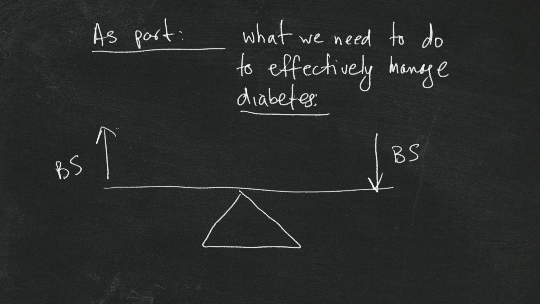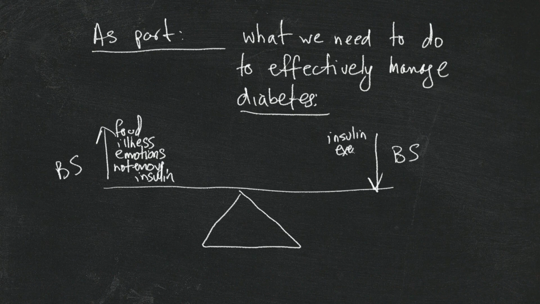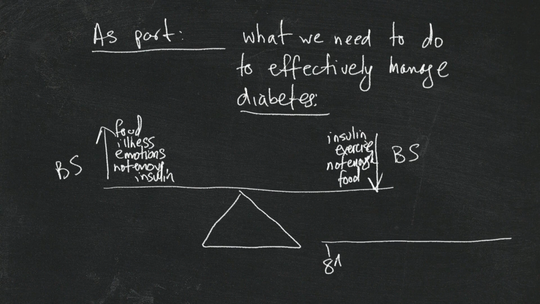Things that make your blood sugar go up are food, illness, emotions, if you really get angry, and not enough insulin. Things that make your blood sugar go down are basically the opposite: insulin, exercise, not enough food.